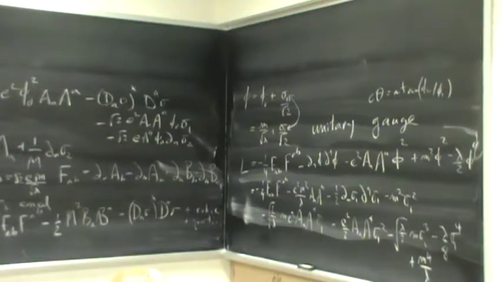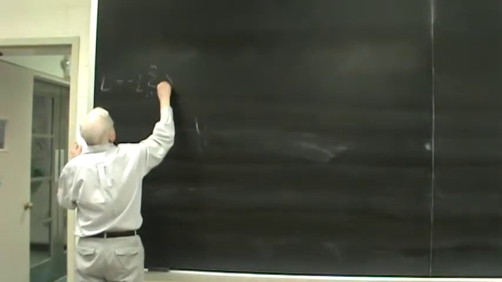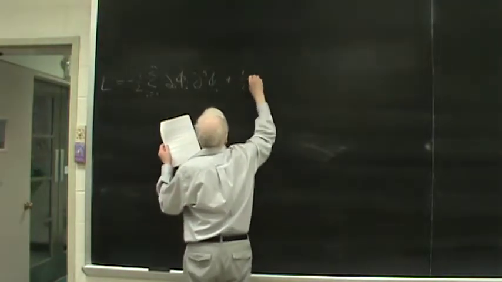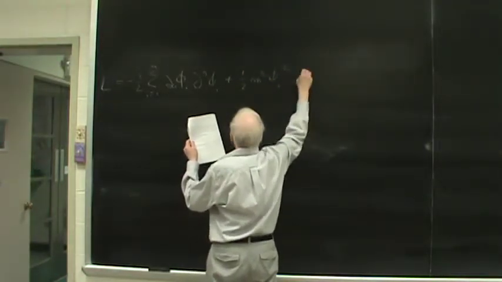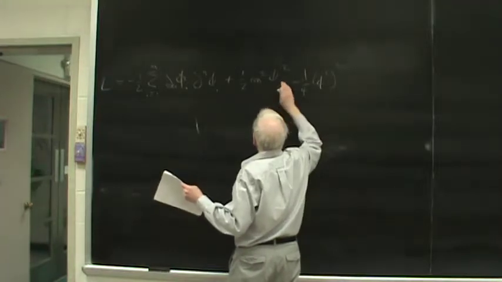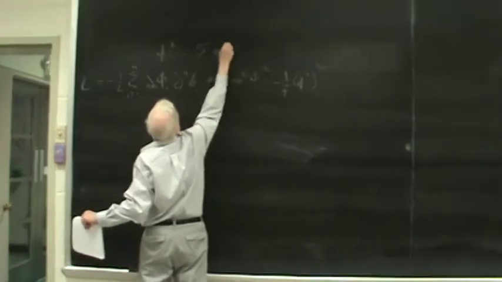Now, the next thing here in my notes is the O(N) Higgs mechanism. But maybe I'll just give you the bare bones of this, very briefly. Here we have L is minus a half sum i equals 1 to N d_A phi_i d_A phi_i plus a half m squared phi_i squared minus lambda over 4 phi squared squared, where phi squared is the sum of the phi_i squared.